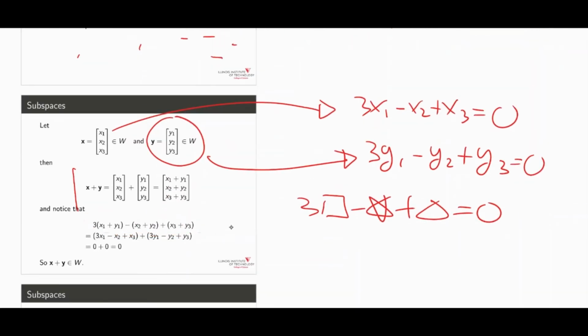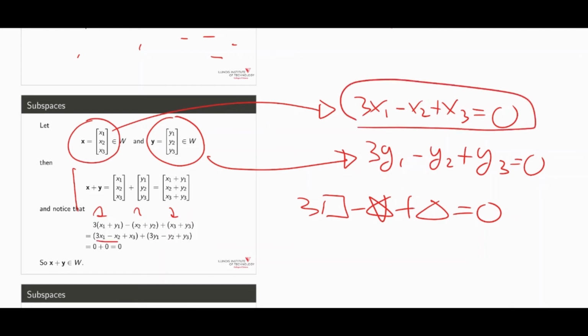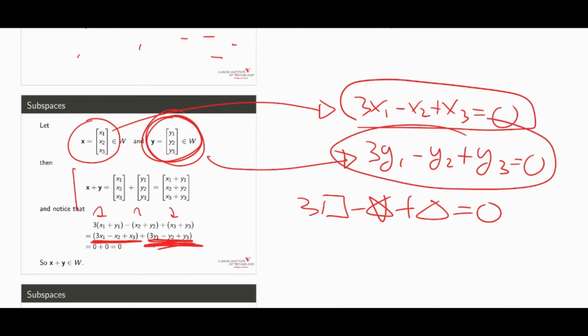So let's distribute and regroup. You will see that 3x1 minus x2 plus x3, and the other one, 3y1 minus y2 plus y3. But your x1, x2, x3 is in W, so it satisfies these conditions. So this term here is actually 0. And because this element is in W, this quantity right here is also 0. Because this is 0 plus 0, it is 0. So 3 times this minus this plus this is actually 0. So this vector right here is in W.